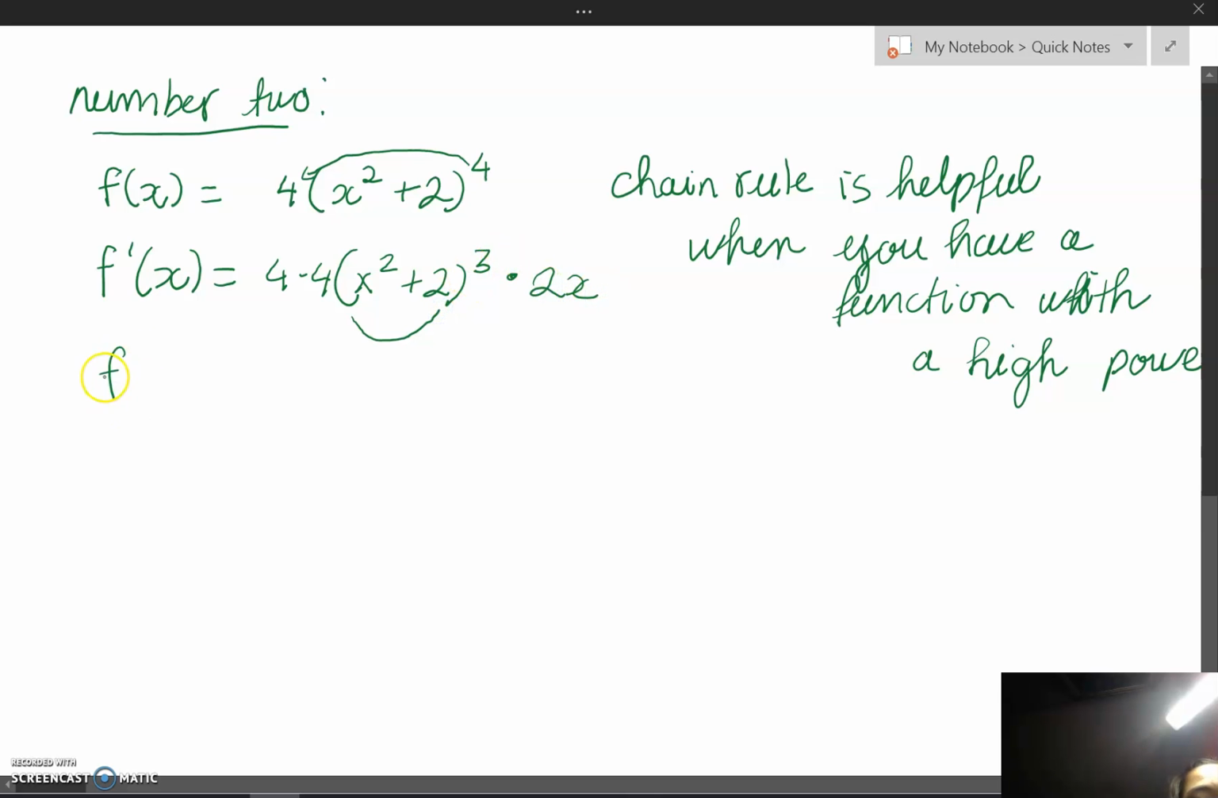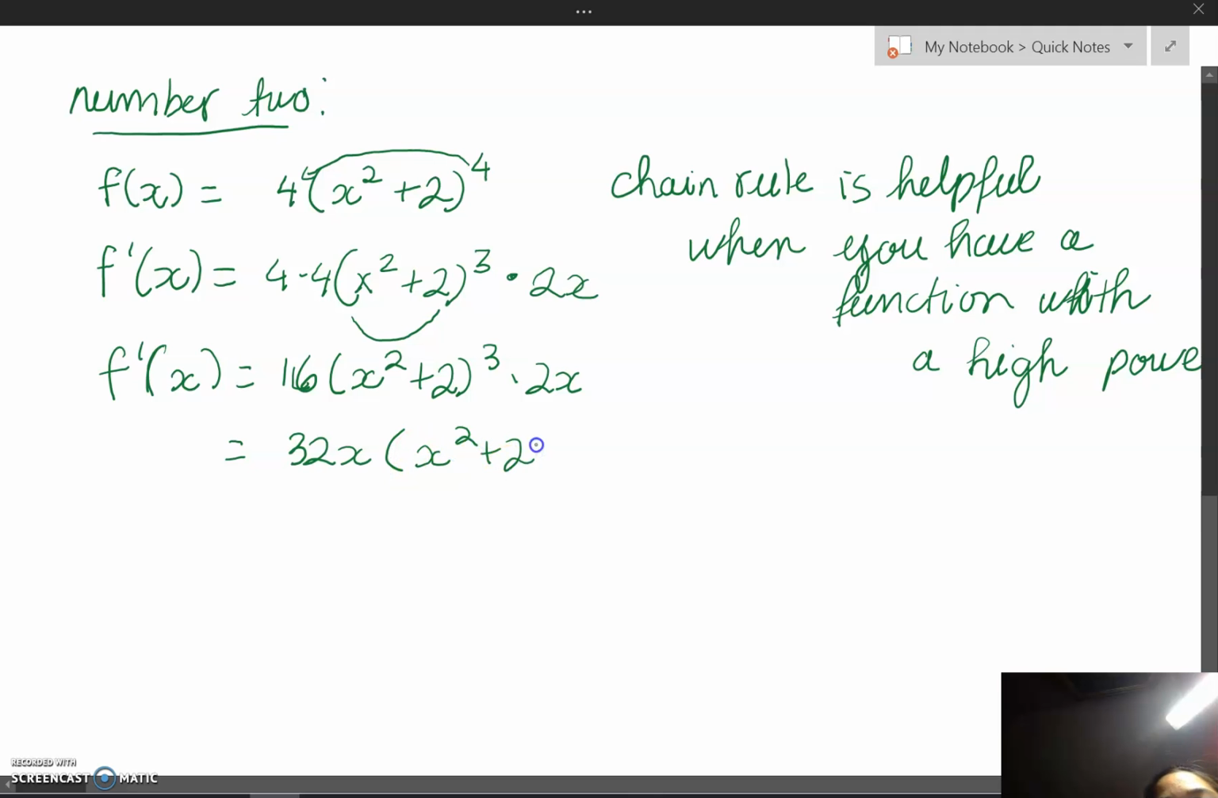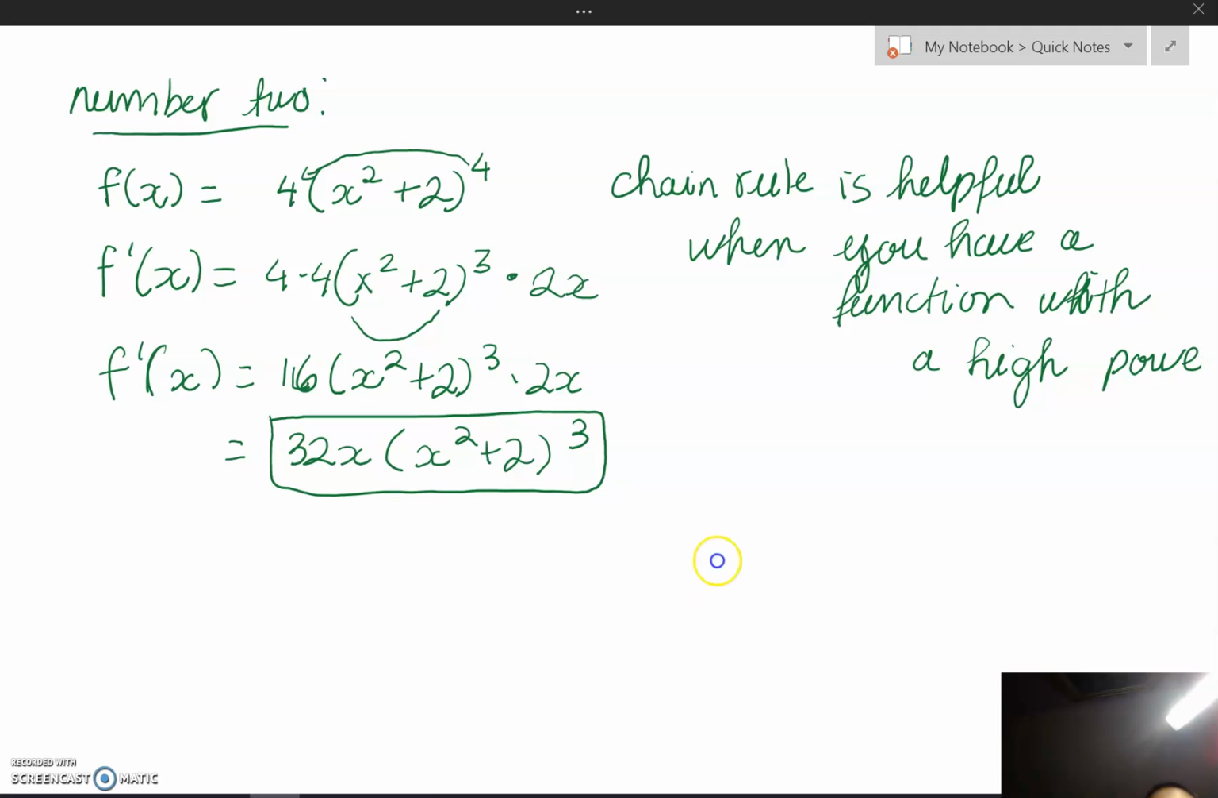And your final answer is going to be 16 times (x squared plus 2) cubed times 2x. And then you can simplify it further: 32x times (x squared plus 2) to the cube. And this is your final answer. Let's take a look at one more example involving a trig function.